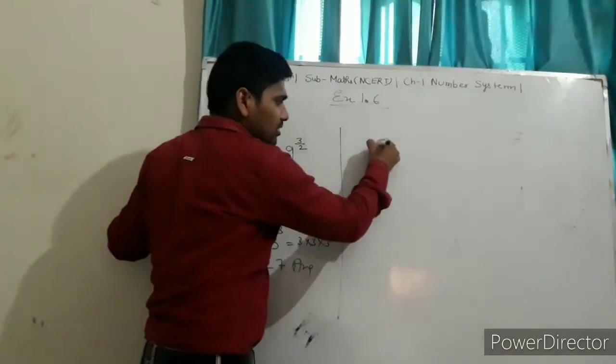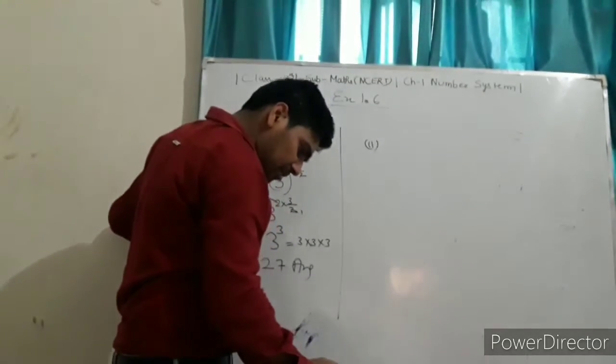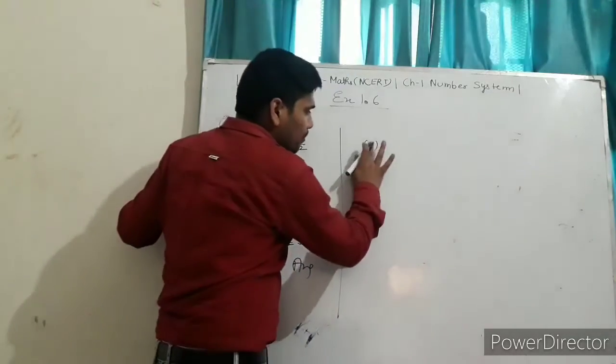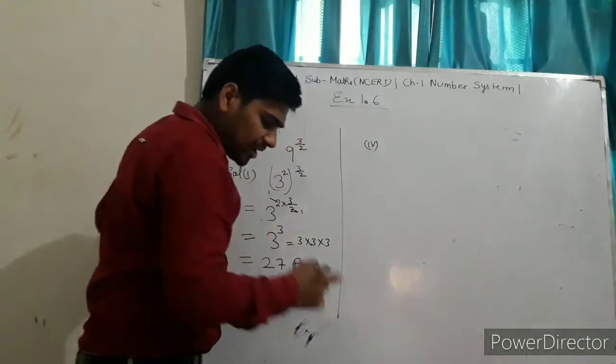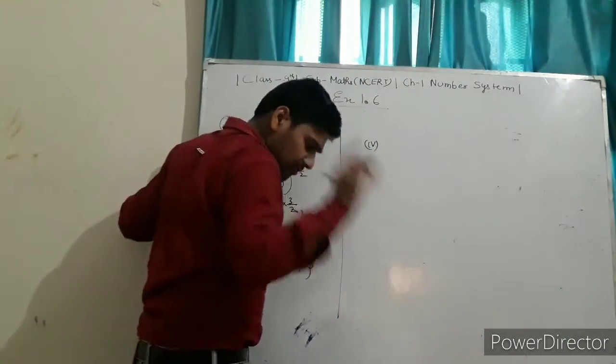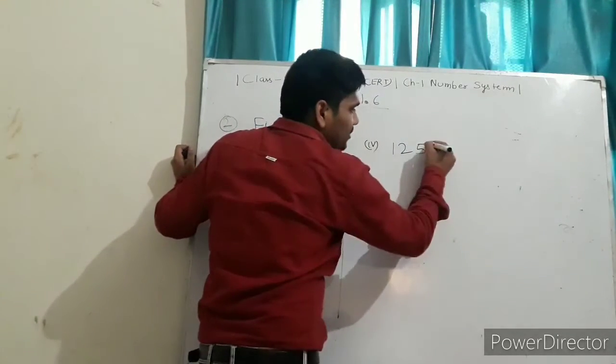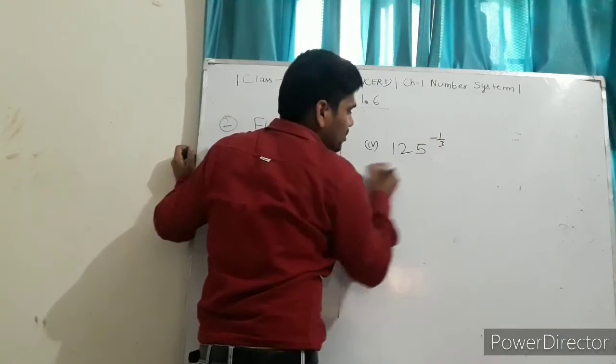Now I am going for the second part, 2 upon 5. Okay, I am going for the fourth part. The second and third you have to try yourself. I am going to do this sum, raised to power minus 1 upon 3.